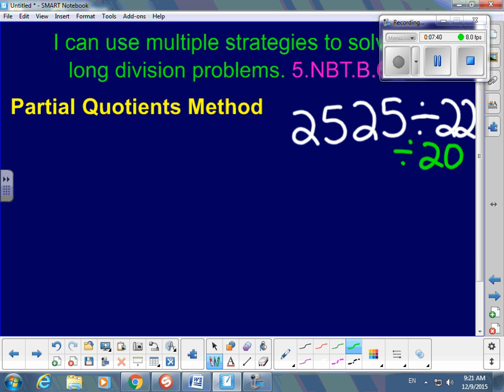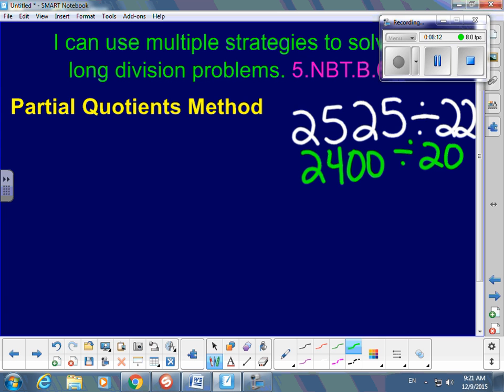Is 25 a compatible number with 22? No, it's not. What's a compatible number? Logan? 2,530. We just said 25 wasn't a compatible number, so we don't want to keep 25 at the beginning. Brooklyn? 2,000 would work. A little small. Marin? 2,400. Let's try 2,400.